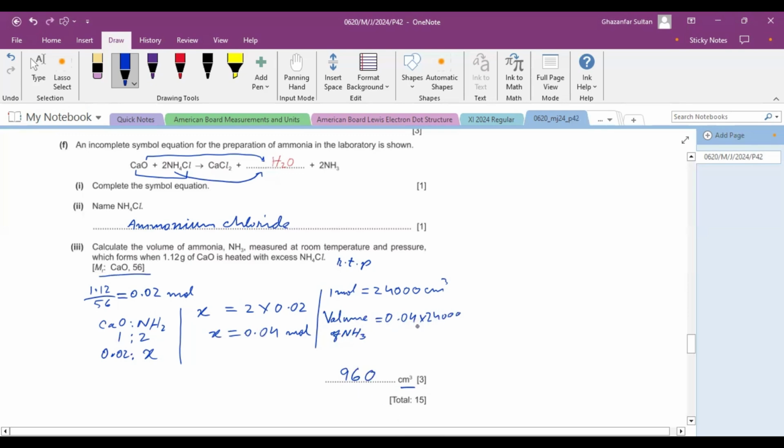Okay, 0.04 times 24. You can do it like this even if you are not using a calculator. You know this method. So 20 and 20 cancel, it is 240, and here it is 4. 24 fours are 96, 96 and 0, 960. Okay, so this question has been completed now.